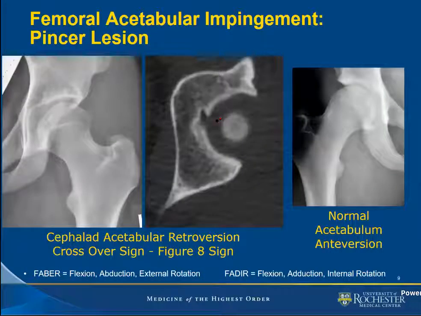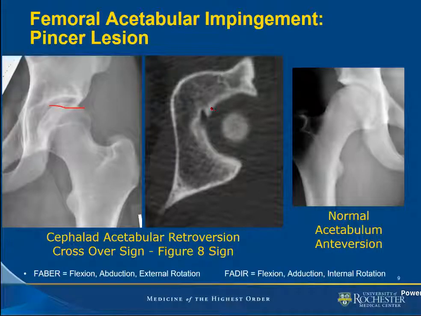The one that's a little bit more complicated to understand is the idea of acetabular retroversion. And this is also called cephalad acetabular retroversion because the retroverted acetabulum is usually occurring more superior on the joint. And to illustrate this point, I have an axial slice from a CT scan in the cephalad position. This is when you're just starting to encounter the femoral head.